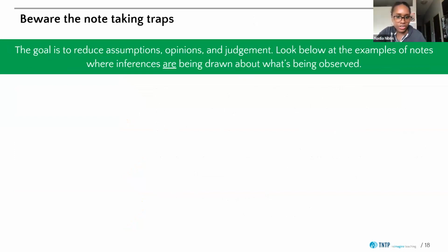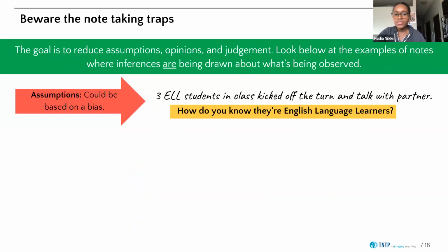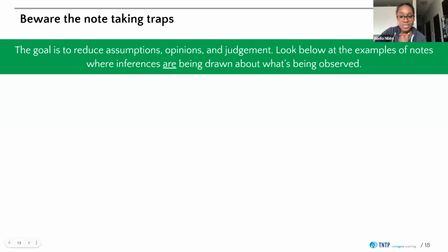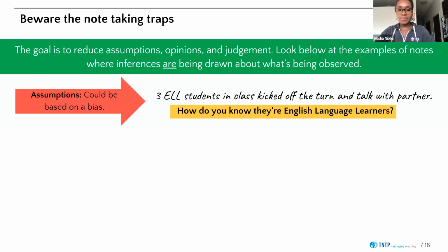Let's go ahead and have Katie. Can you come off mute and read this in our green? In the green? Yes, in the green. The goal is to reduce assumptions, opinions, and judgment. Look below at the examples of notes where inferences are being drawn about what's being observed. Awesome. So in this situation, oftentimes, without even knowing it, little assumptions and judgments can slip their way into our notes. For example, three ELL students in class kicked off the turn and talk with the partner.